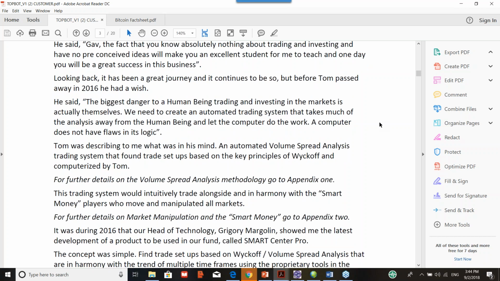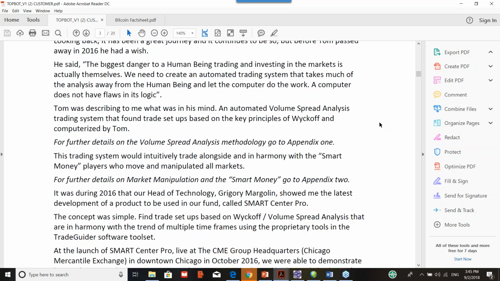But before Tom passed away in 2016, he had a wish. The biggest danger to a human being trading and investing in the markets is actually themselves. We need to create an automated trading system that takes much of the analysis away from the human being and lets the computer do the work. A computer does not have flaws in its logic. Tom was describing to me what was in his mind.